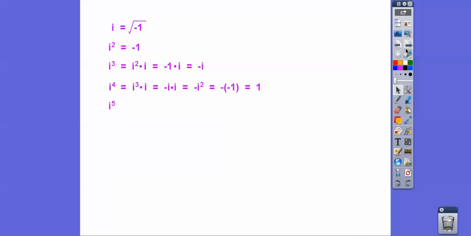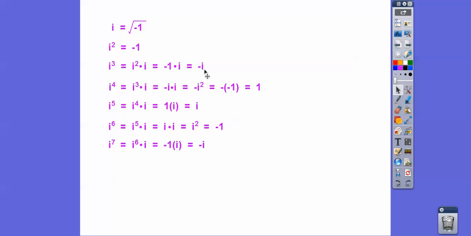i to the fifth. There's a pattern that happens, you guys. i to the fifth is i to the fourth times i, and since i to the fourth is 1, we get 1i, which is i. Then i to the sixth is i to the fifth times i, which is i squared, which is negative 1. Can you see a pattern? i to the fifth came out to i, and i to the sixth came out to negative 1. i to the seventh is i to the sixth times i, and since i to the sixth is negative 1, we get negative 1 times i, which is negative i.